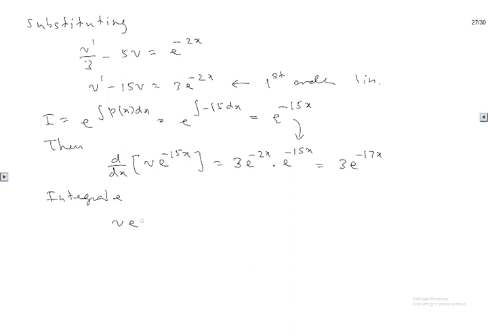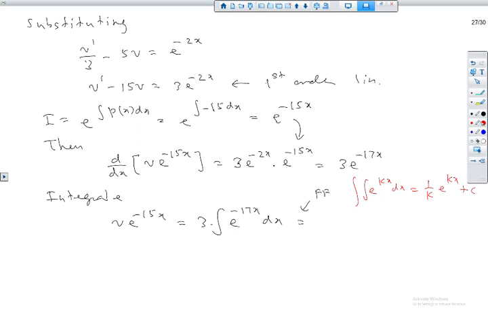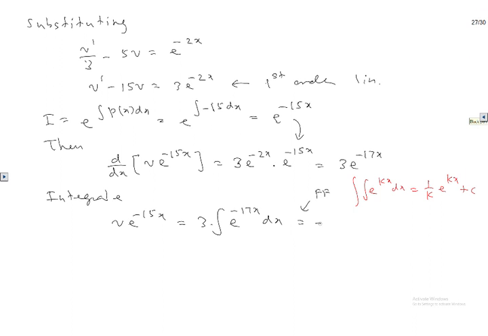Once you integrate, you're going to get v e to the negative 15x equal 3 times the integral of e to the negative 17x dx. This is again a very easy integral. The formula, I'm going to write the formula here now. So if you have the integral of e to the kx dx, it is simply 1 over k e to the kx plus c. We can use that formula here. So that means it's going to be negative 3 over 17 e to the negative 17x plus c. Now we're going to multiply by e to the 15x both sides.